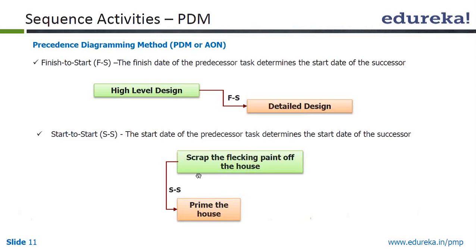Okay. So I can give you one more example. Let's say leveling the concrete, which is the successor, cannot begin until pour foundation, which is the predecessor, begins. So that is another example, right? You cannot begin priming the house unless and until you scrap the flaking paint of the house. So that's the start to start relationship.